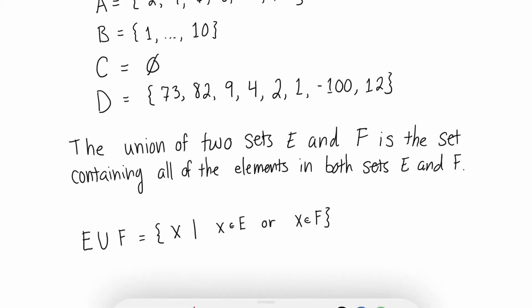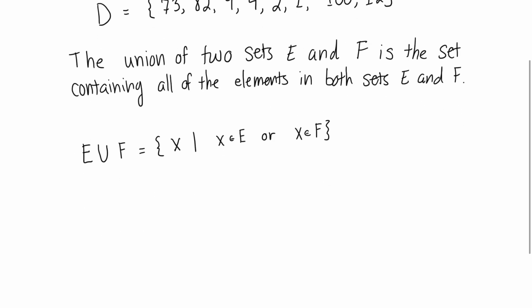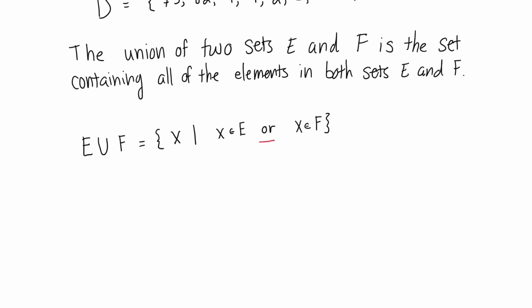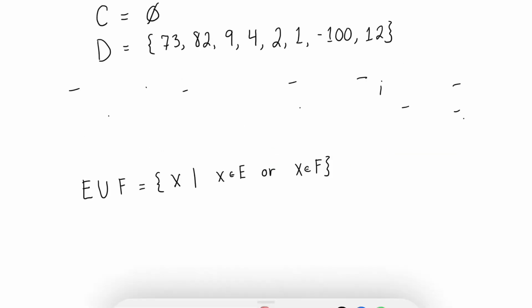I need to point out that the mathematician's usage of the word "or" is a little different than what you are maybe used to in common speech, or colloquially. When we say "or," we mean one or the other or both. I will erase the non-symbolic definition, and I will fill in this space with examples of unions.